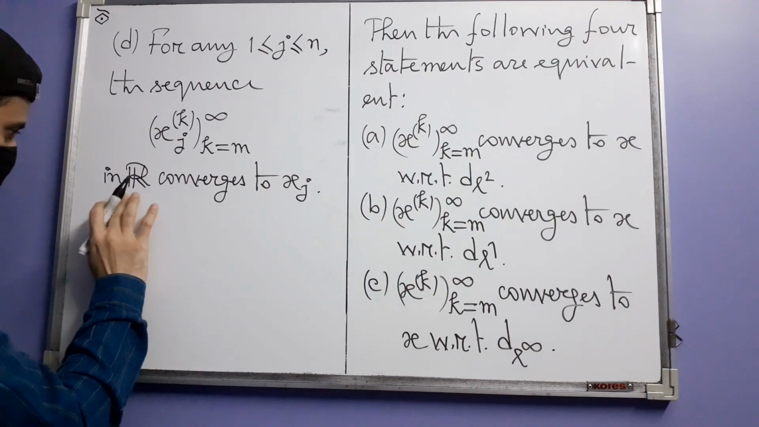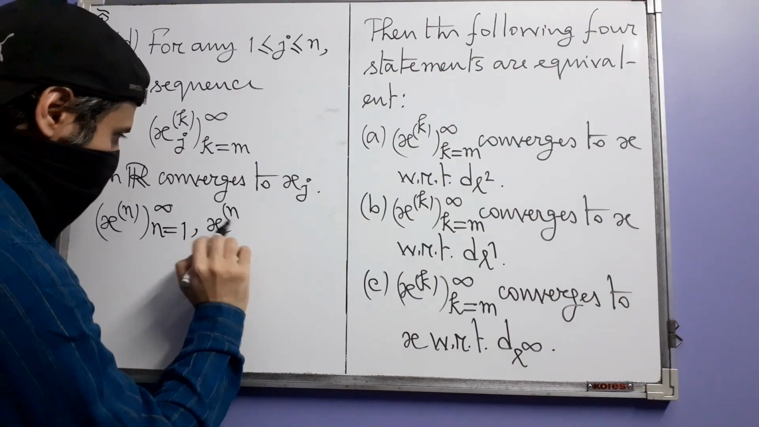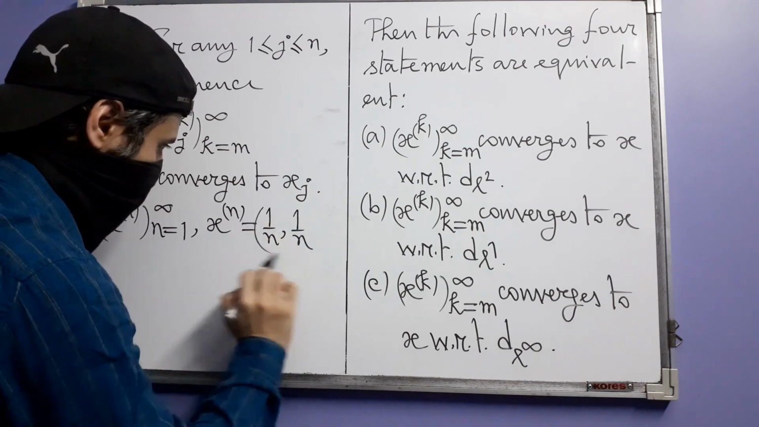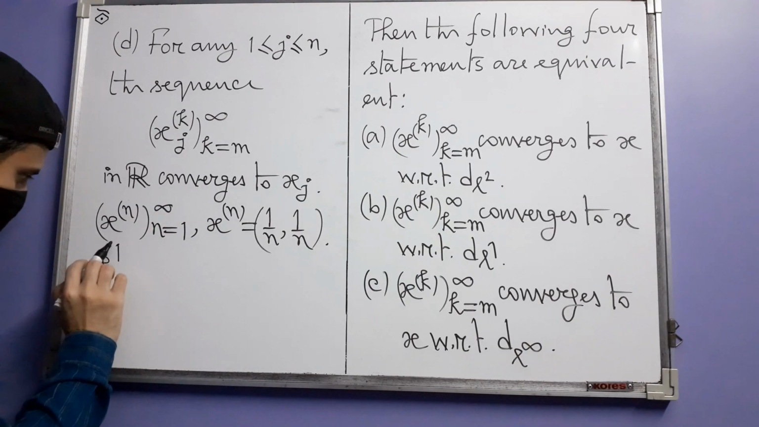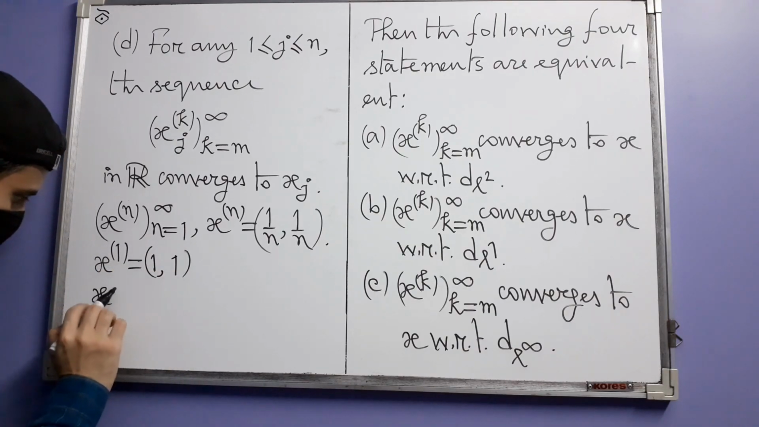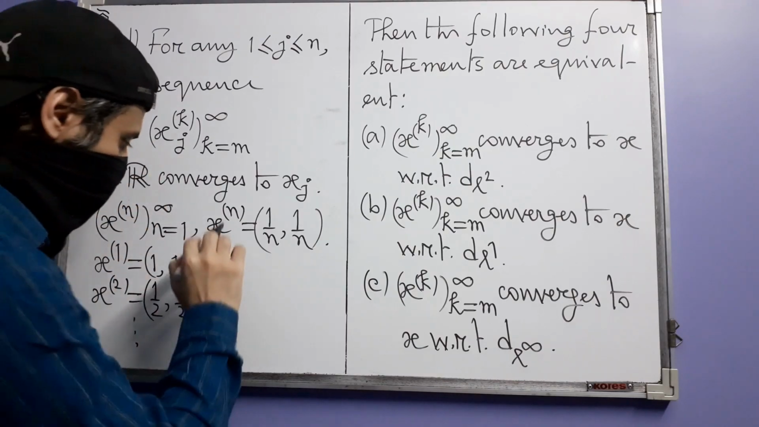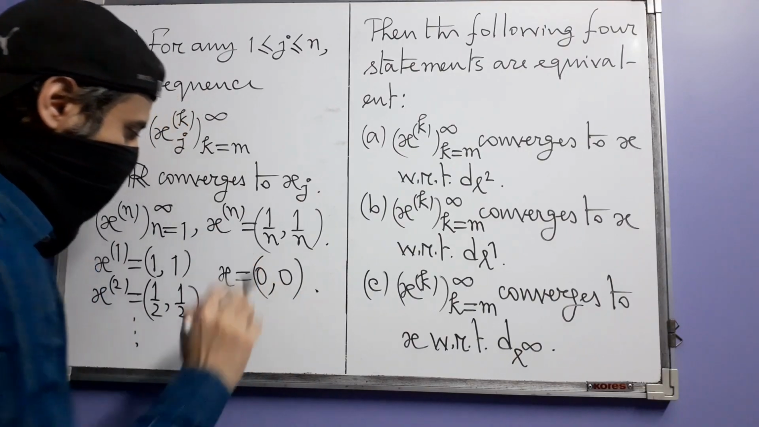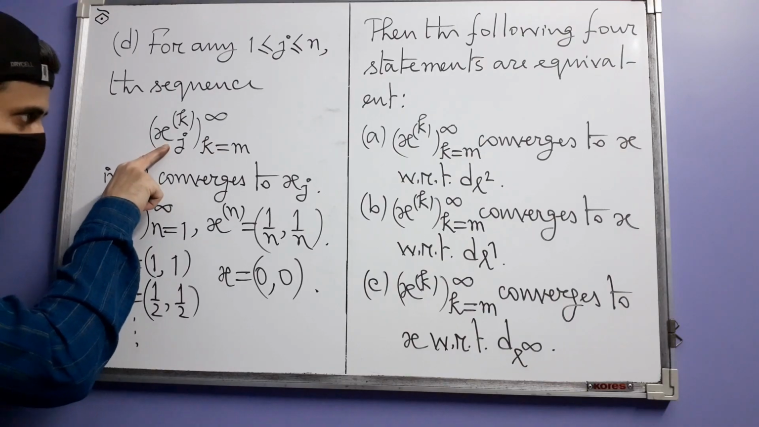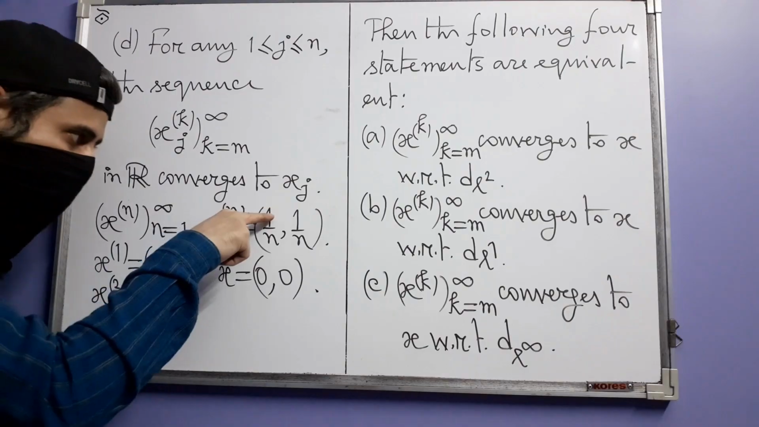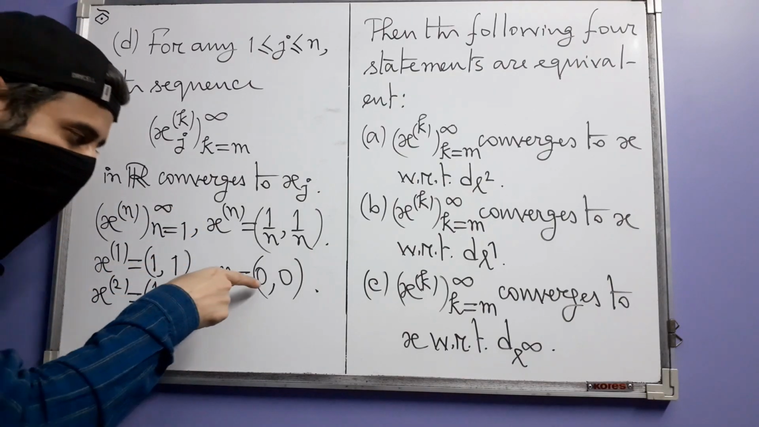What was it? Our sequence was this, no? xn, where xn was this, right? So if you write this like how I said just now, it will look like this. x1 will be 1, 1, x2 will be 1 over 2, 1 over 2, and so on. And what was our point to which this sequence converged with respect to the 3 metrics? 0, 0. So if you fix j equal to 1, then you are actually getting this sequence, which is the sequence of the first coordinates. And that sequence is the ordinary sequence of real numbers 1 divided by n. 1, 1 over 2, 1 over 3, and so on. And we already know that that really converges to 0.